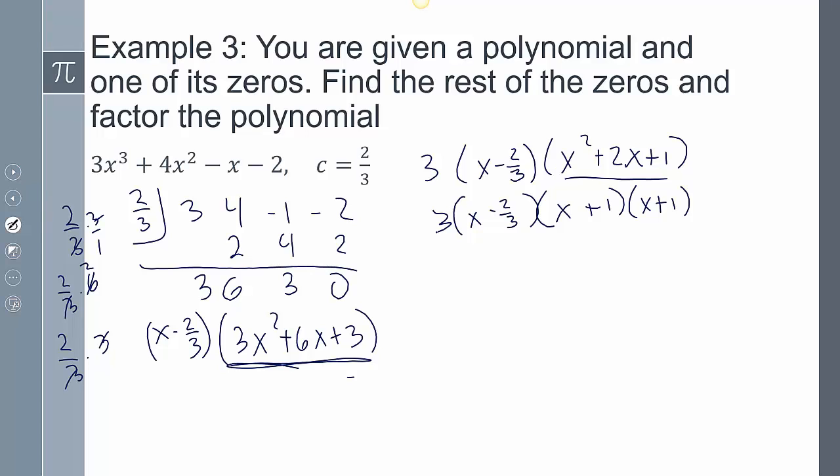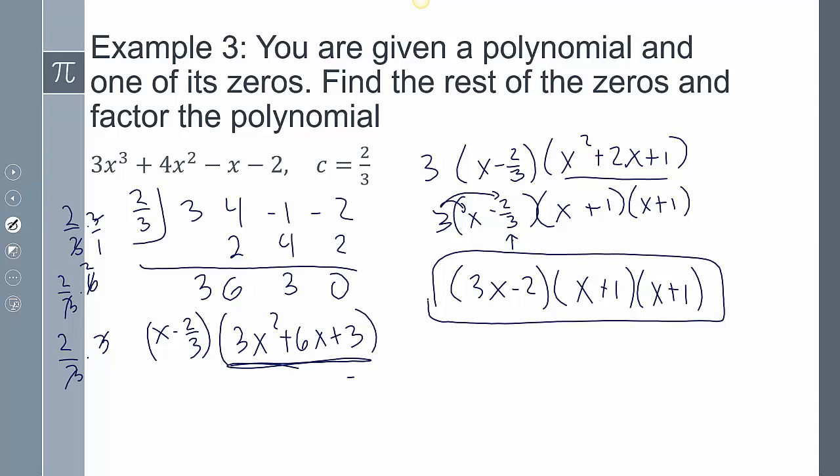Technically, this is one of those ways to write it, but it's more formal to write it as x minus c. When it's a fraction, it's kind of iffy. It's not as formal. So I can actually take this 3 and multiply it through. And if I do that, I get 3x minus 2. And so now this is the better way of writing it. And so the rest of my zeros, that's going to be negative 1.